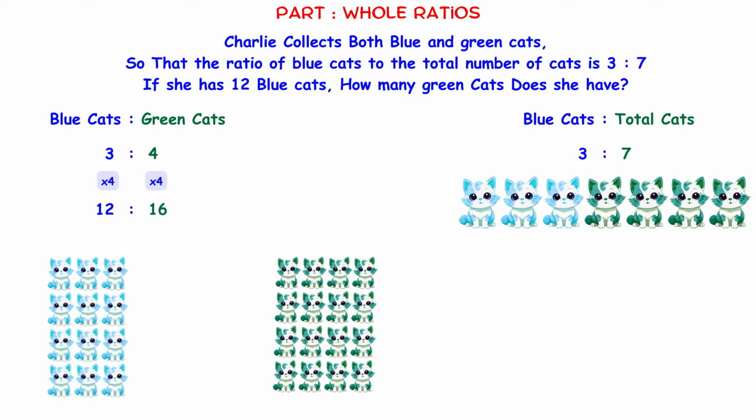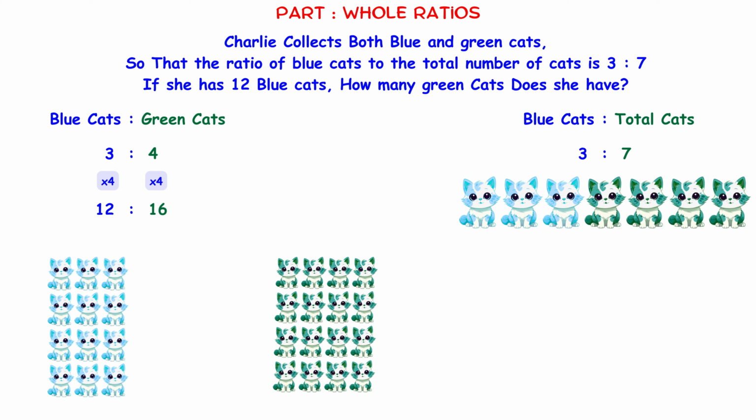Now, there are several possible methods to solve a question like this, but a reliable and clear approach is to begin by converting the part-to-whole ratio into a part-to-part ratio. The original information states that for every total of 7 cats, only 3 of them are blue. This means the remaining 4 must be green. Therefore, the part-to-part ratio of blue cats to green cats is 3:4.